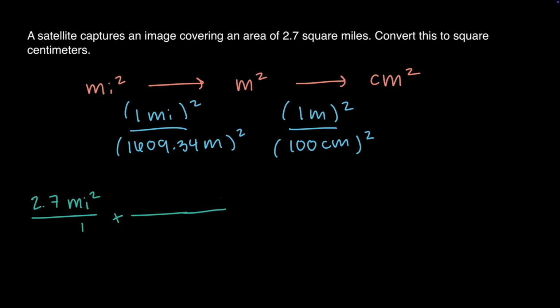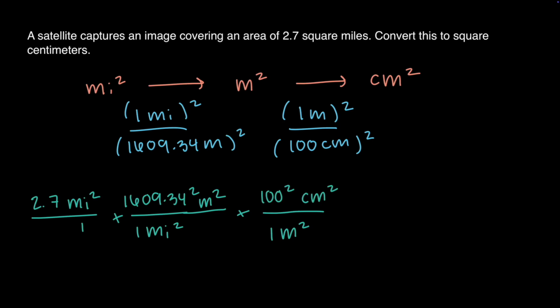In the next fraction, we'll have 1 square mile on the bottom and 1609.34 squared meters squared on the top. In the next fraction, we'll have 1 meter squared on the bottom and 100 squared centimeters squared on the top. Square miles cancel out and square meters cancel out, and we are left with square centimeters. Multiplying all values, we get 7.0 times 10 to the 10th square centimeters.